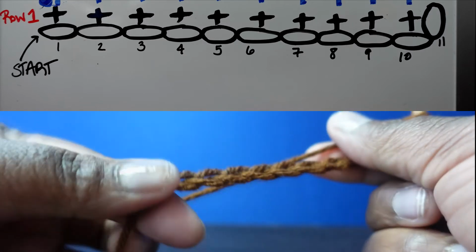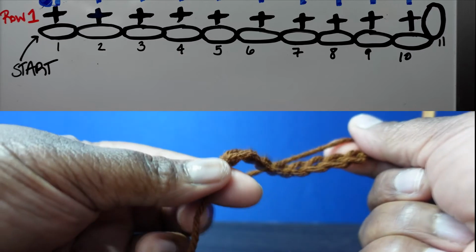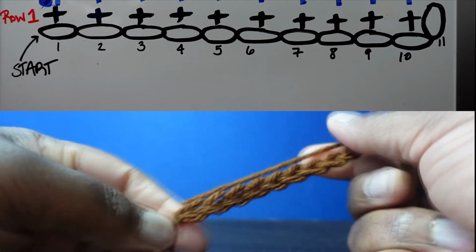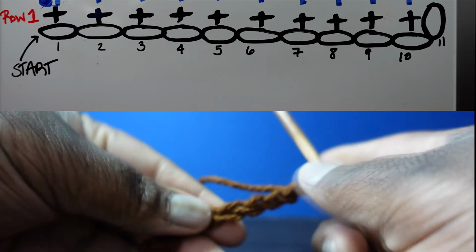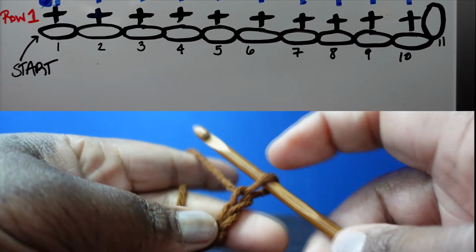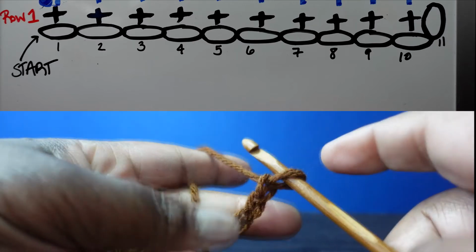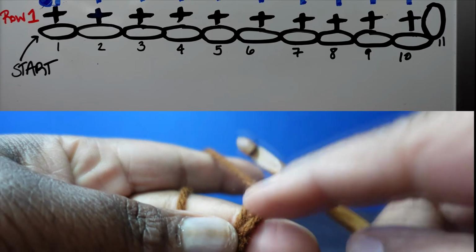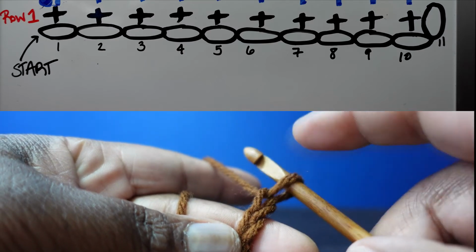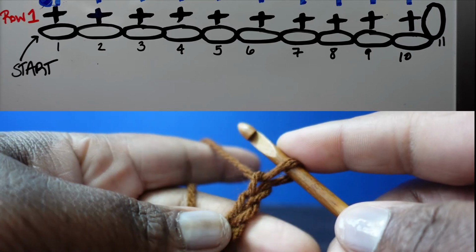Okay? So remember over here, this is where you see the start. And then this, we crocheted across. And now we have the 11th chain. Remember, we're going to crochet in the 10th chain or the 2nd chain from the crochet hook now. What stitch are we going to use?